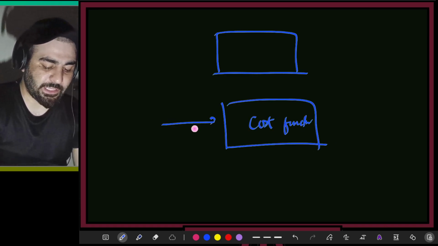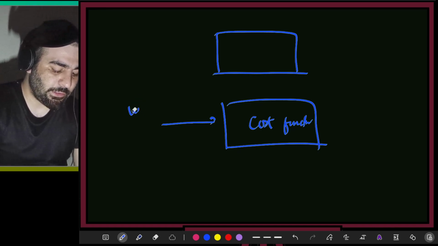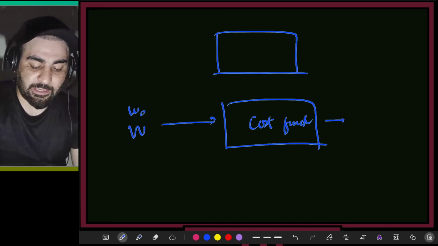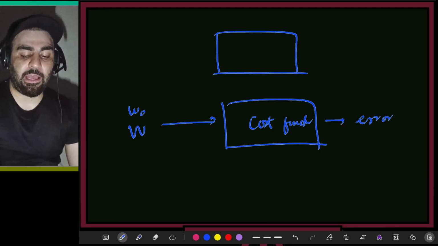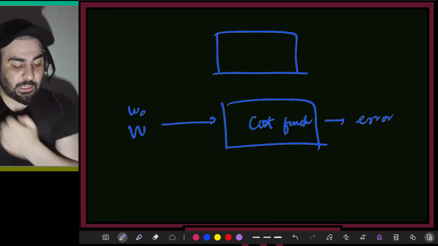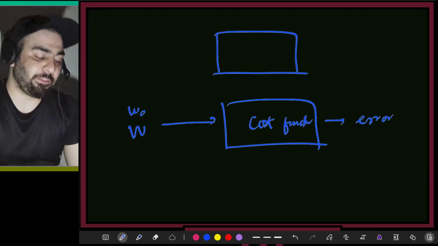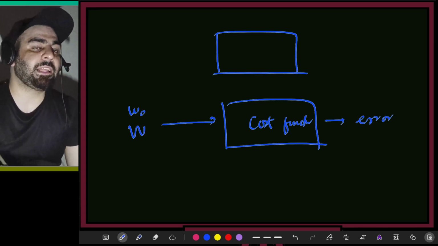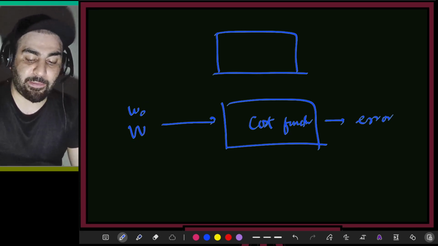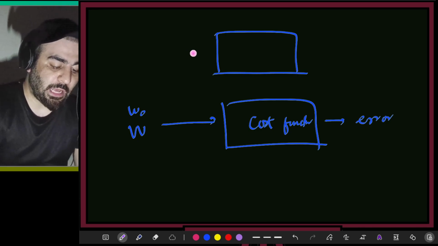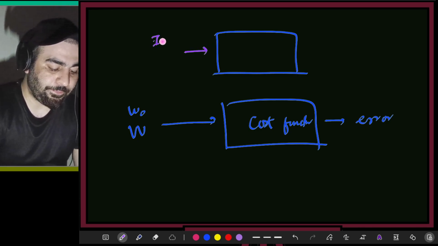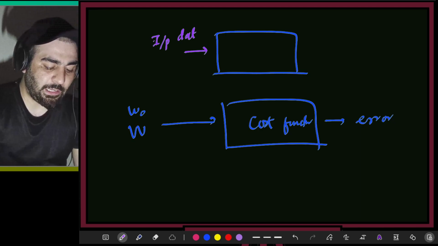So the cost function basically takes these w's, this W naught and big W, as an input and gives an error. If you found that error to be minimum, you will check it with multiple W's and W naught, and then you will see which of these W's give the minimum error. So once you have that, now this is your input data. From the input data you will check this.